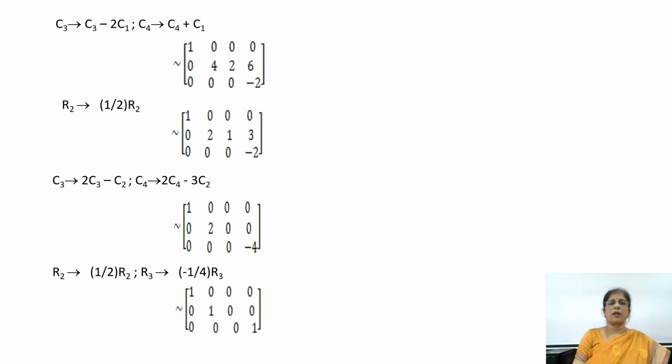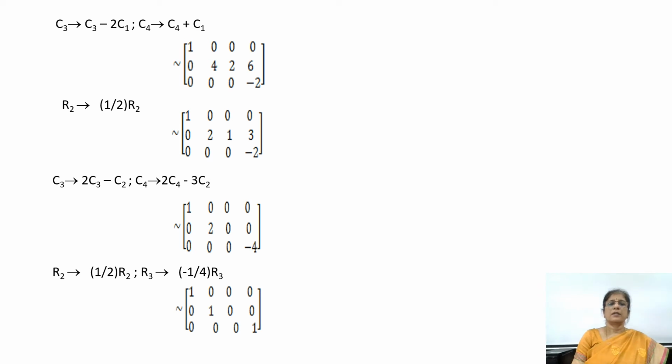Now, by applying the column transformations C3 changes to C3 minus 2C1 and C4 changes to C4 plus C1, in the first row we can make the elements 0, that is 1, 0, 0, 0, 0, 4, 2, 6 and 0, 0, 0, minus 2. Now, R2 changes to half times R2 we can take, because we can see that the row 2 elements are multiples of 2. That is 1, 0, 0, 0, 0, 2, 1, 3, 0, 0, 0, minus 2.